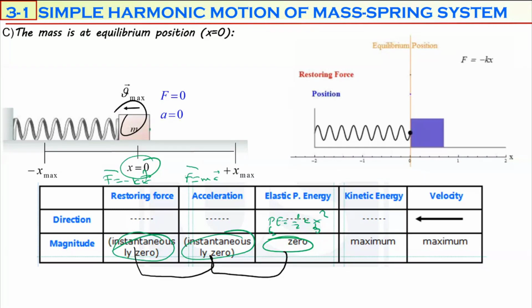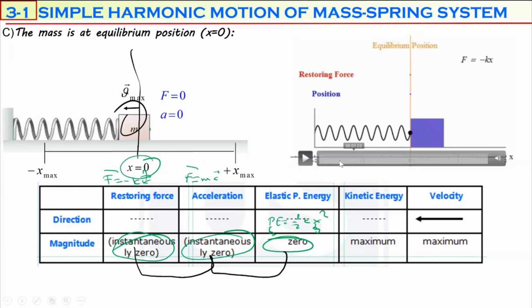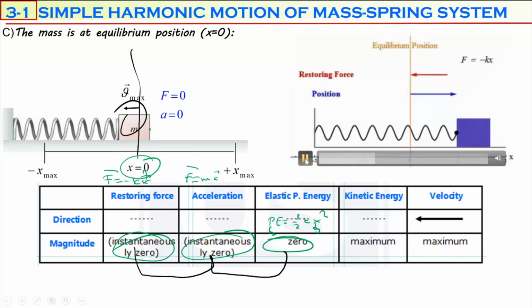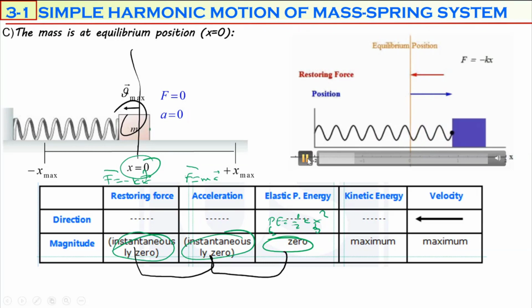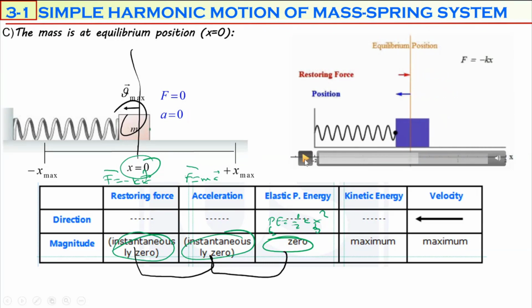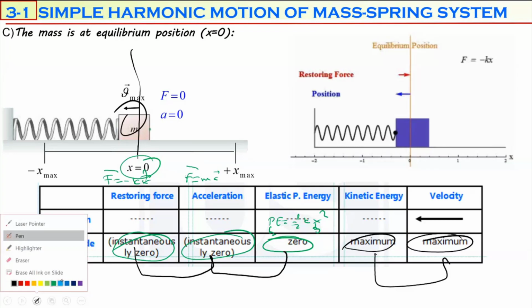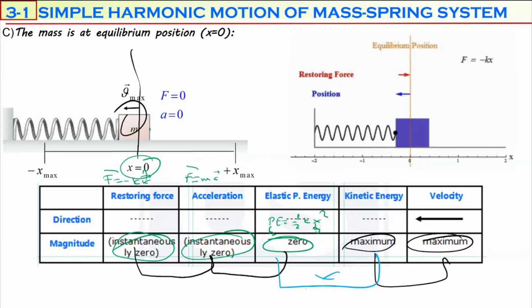Kinetic energy gets its maximum value at the equilibrium position, and this mass passes through the equilibrium position with the maximum speed, maximum kinetic energy. So at this position, the kinetic energy is maximum, velocity is maximum. As I said, they are always together, but elastic potential energy is 0. These two change oppositely. One of them is 0, the other one is maximum.